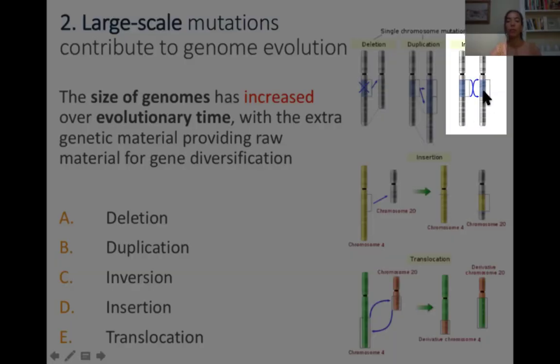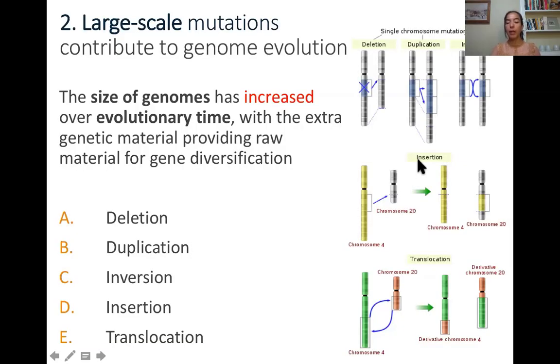Inversions are also an example of large scale mutations. And in this case, let's say that we have genes A, B, C, D, E. Now we're going to have the order backwards. So that will be D, C, B, A. Insertions are also examples of large scale mutations.